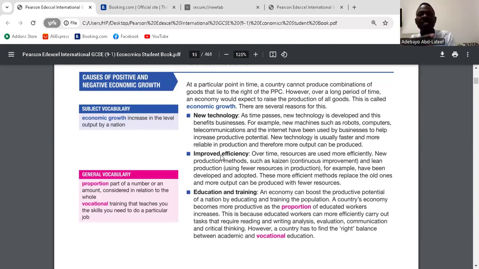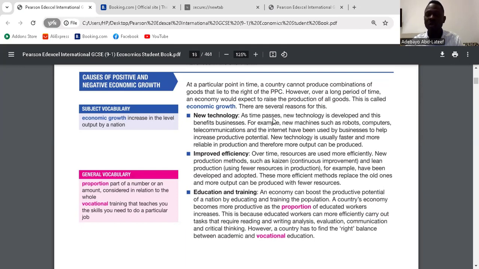So at a particular point in time, a country cannot produce combinations of goods that lie to the right of the PPC. However, over a long period of time, an economy would expect to raise the production of all goods. This is called economic growth. So economic growth means output is increasing. Clear? Yes. So what are the reasons why the output of an economy can increase? Number one, new technology. As time passes, new technology is developed and this benefits businesses. For example, new machines such as robots, computers, telecommunications, and the internet have been used by businesses to help increase productive potential. New technology is usually faster and more reliable in production, and therefore more output can be produced.